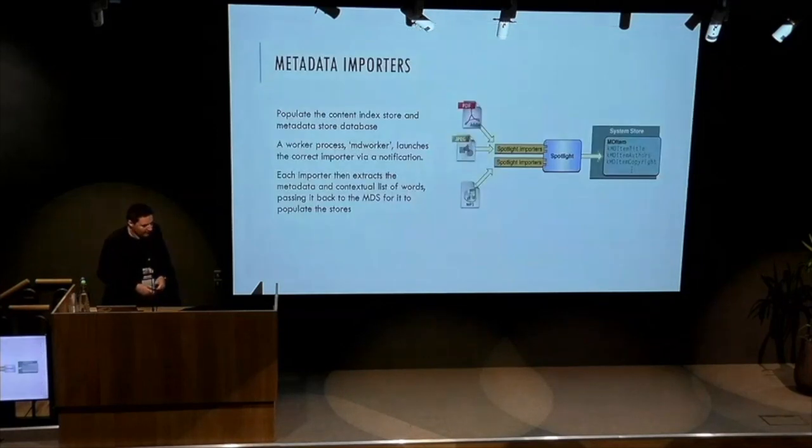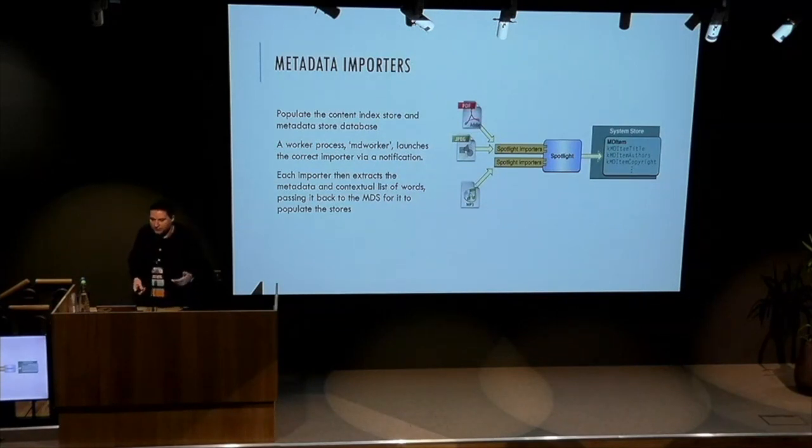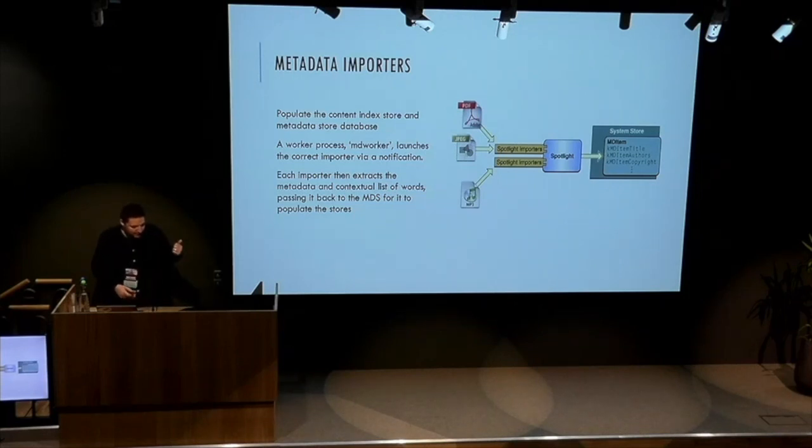Okay, so the metadata importers that I mentioned are a collection of tools that are able to consume proprietary file formats. Obviously, when Apple started off, they knew all of their own file formats, so they created metadata importers for each of those. But over the years, they've added more and more of these importers, so now they can handle more files. So the thumbnail that you get, or the text search that you get, is far more powerful as the versions of macOS have increased. A worker process is kicked off whenever there's a file system event, and then each importer will extract the metadata and a list of words, passing it back to the metadata store to store it back in.